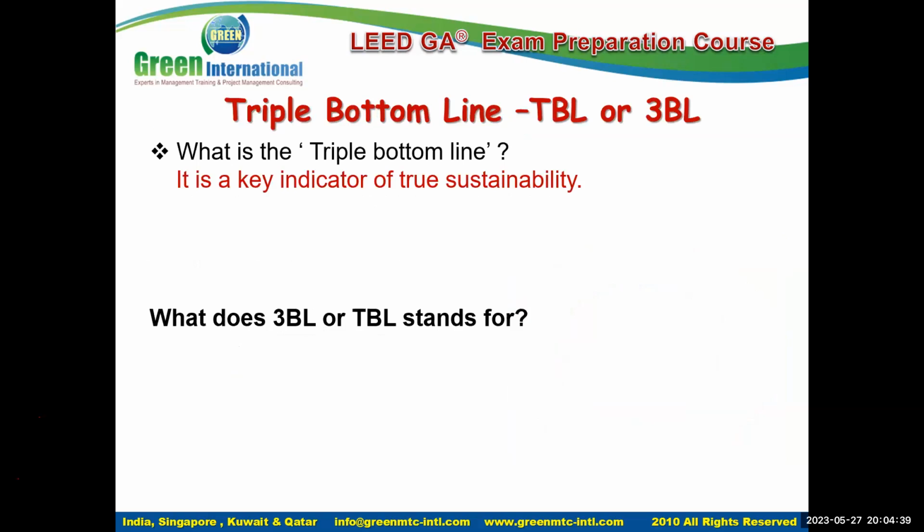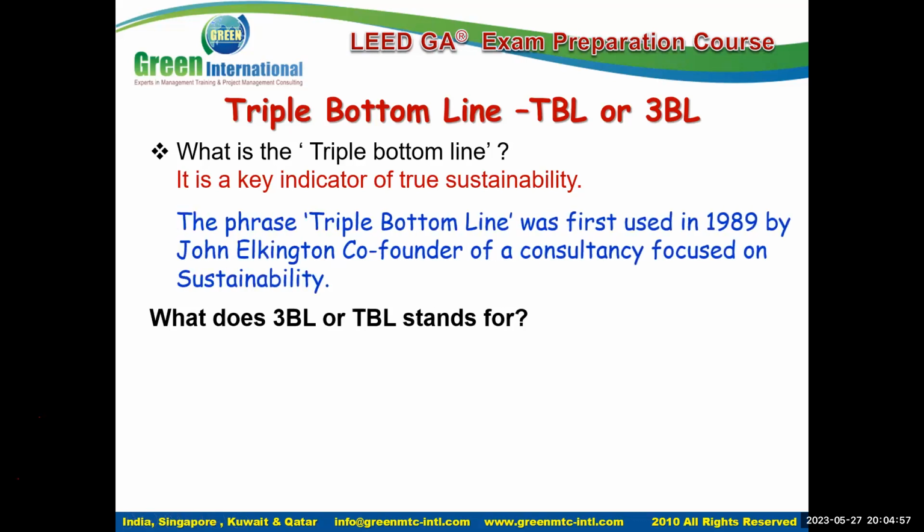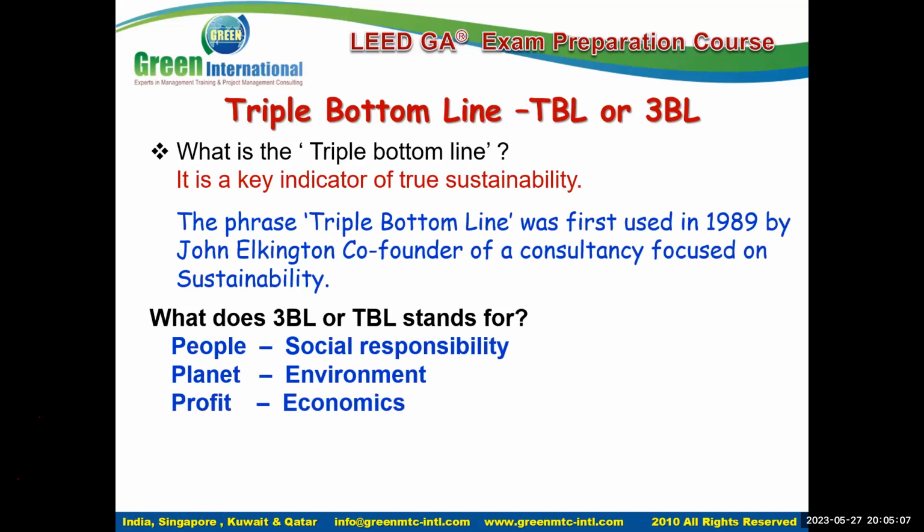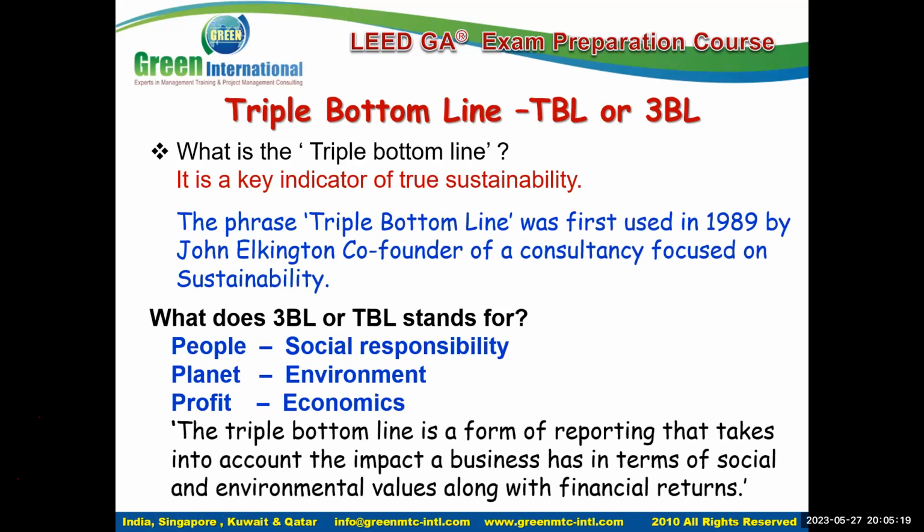The next concept that we should be looking at is the triple bottom line. This is TBL or 3BL or triple bottom line. It's known through various names, but it's actually a key indicator of true sustainability. So what are we looking at when we say triple bottom line? This term was first used in 1989. The 3BL stands for people, planet, and profit. People talks about the social equity and social responsibility that we have. The planet talks about the environment and ecology. The profit talks about the economic impacts, right? So sustainability is taking all of this into consideration, not just the environment.